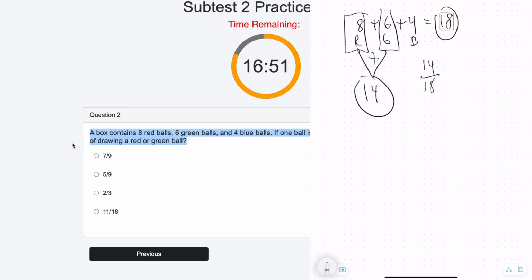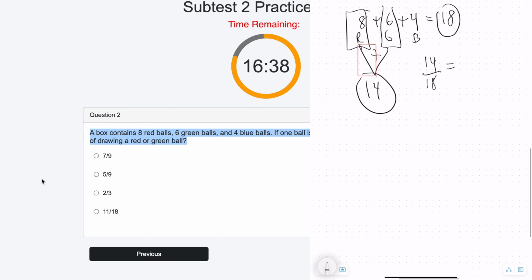And I'm looking at the answer key right here, and I'm not seeing 14 over 18. Do you know what we should do? We should try and simplify it. And I know that 14 and 18 can both be divided by 2. So I'll start there. 14 divided by 2 is 7, and 18 divided by 2 is 9. That leaves us with 7 over 9.